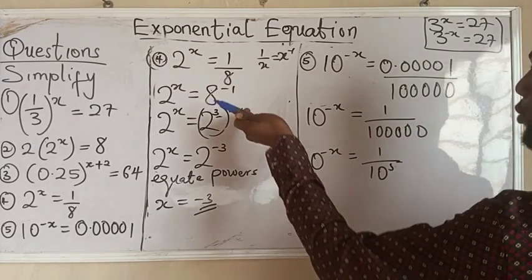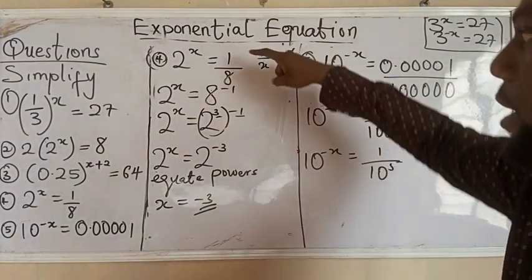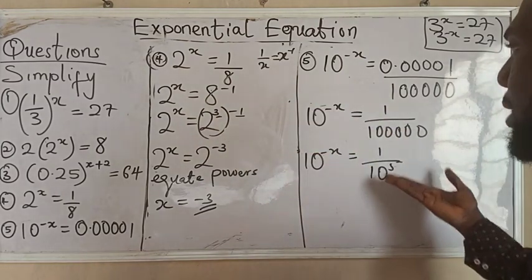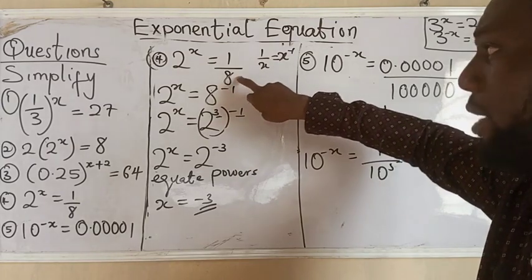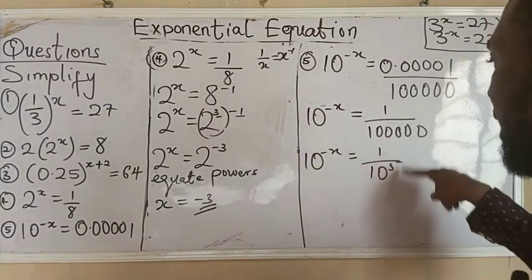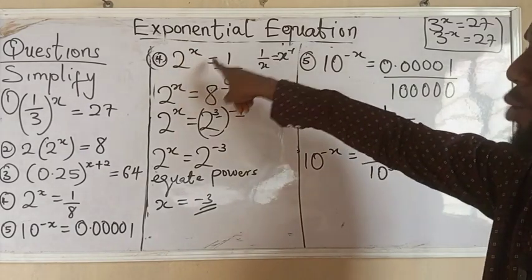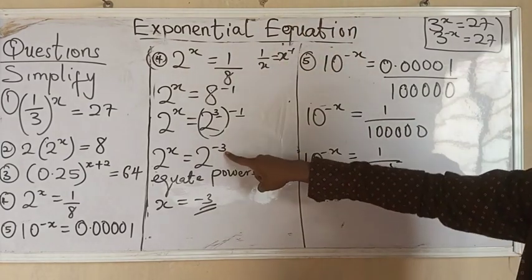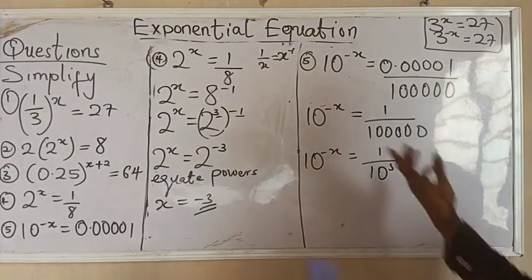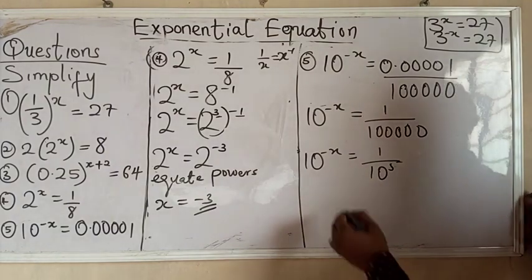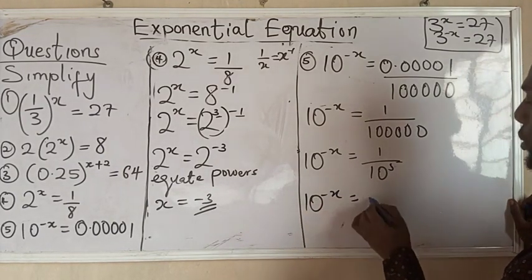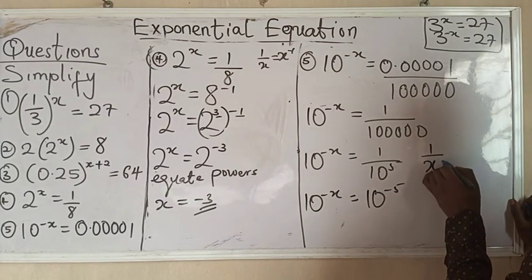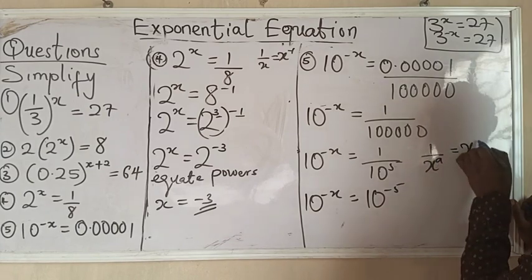If you look at the difference between question 4 and question 5, you can see here 1 over 8. I started by saying 8 raised to power minus 1. However, if you like, you can take this to its lowest common base by writing 2 raised to power 3, just like the way I did for this. I can as well say 2 raised to power x equals 1 over 2 raised to power 3, and at the same time, I can swap it back, of which it will still give me 2 raised to power minus 3. Whichever pleases you, you can do it. So we have 10 raised to power minus x equals 10 raised to power minus 5, because I know that 1 over x raised to power a is equal to x raised to power minus a.